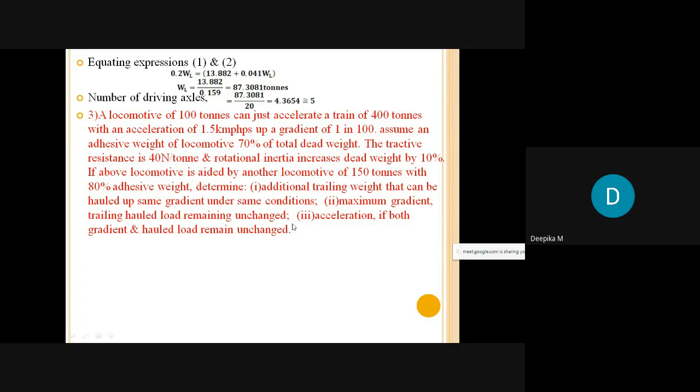Before we had only one locomotive and one train. Now we are going to add another locomotive to the same system. Hence, now we have two locomotives and one train.